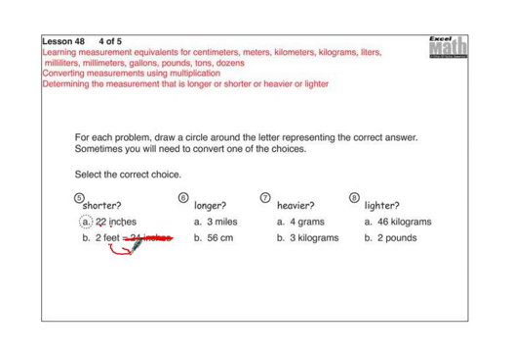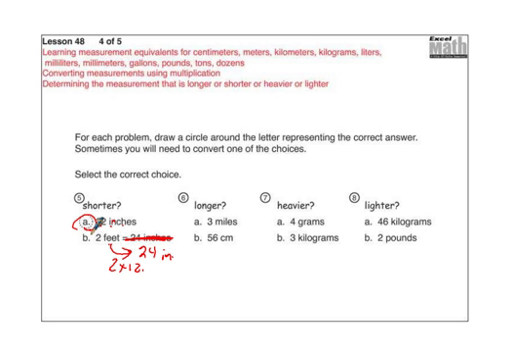So what you do is you change this 2 feet into 24 inches by doing 2 times 12, and then you can compare 22 inches and 24 inches. 22 inches is shorter than 24 inches. If I'm going too fast for you, just drag that playhead back and watch the part again. You can listen to it over and over again to get it into your head.